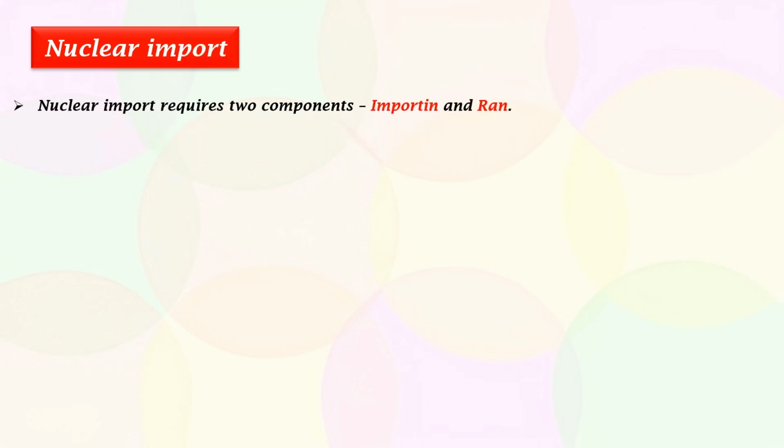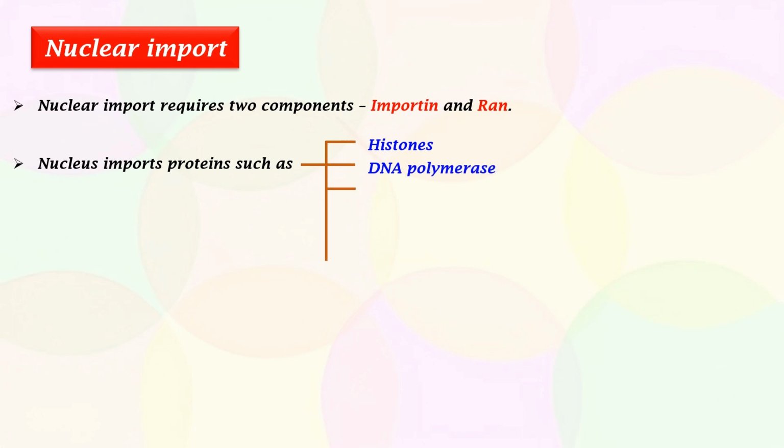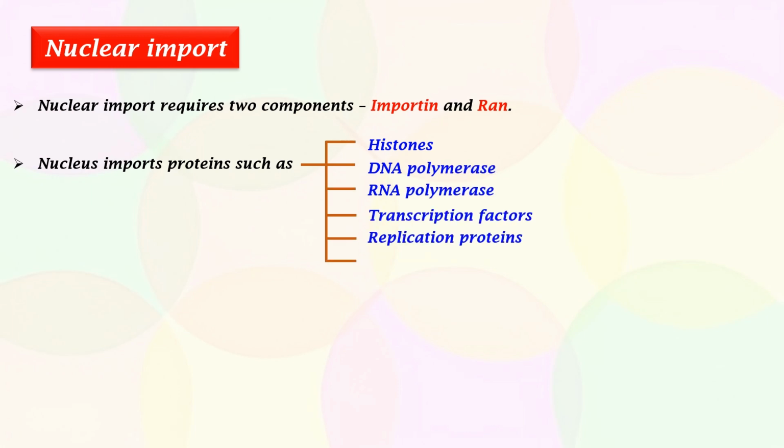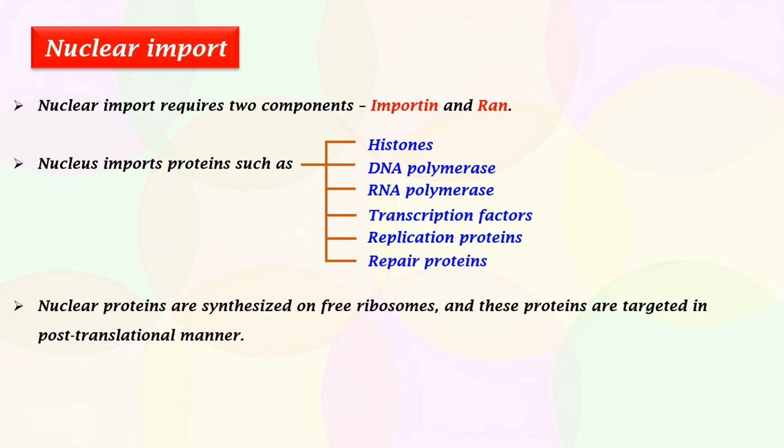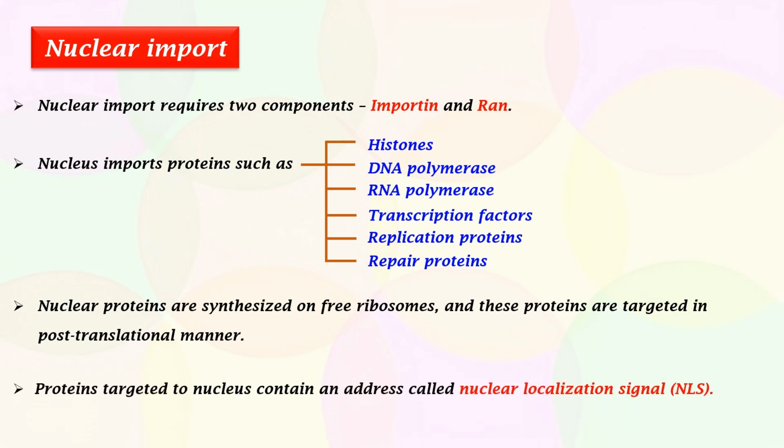Nuclear import. It requires two components: importin and RAN. Nucleus imports proteins such as histones, DNA polymerase, RNA polymerase, transcription factors, replication proteins, and repair proteins, etc. Nuclear proteins are synthesized on free ribosomes, and are targeted in post-translational manner. Proteins targeted to nucleus contain an address called nuclear localization signal.